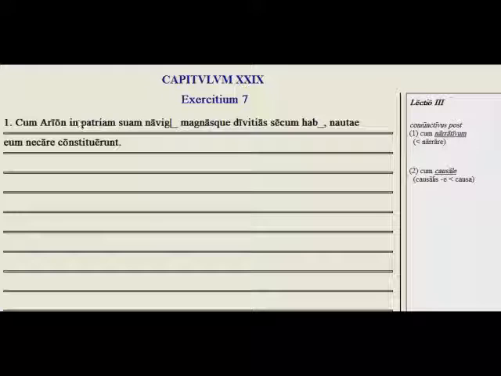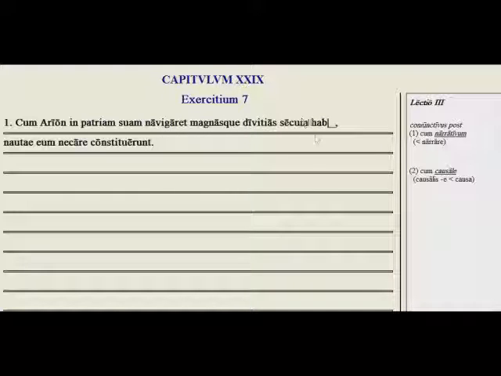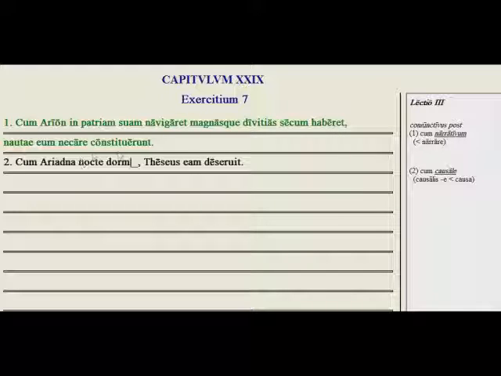So let's get some practice here. Cum Arion in patriam suam blank magnasque divitias secum blank nautae eum necare constituerunt. Okay, when Arion, we want to say when he was sailing, right? This is a past tense story, so it's going to be the cum narrative. When he was navigaret, sailing into his fatherland, and when he had great riches with him, haberet, the sailors decided to kill him.